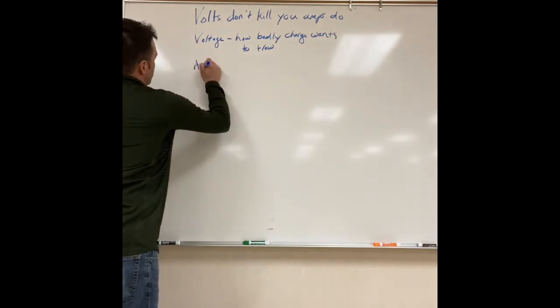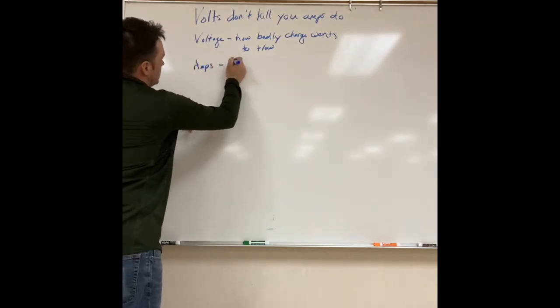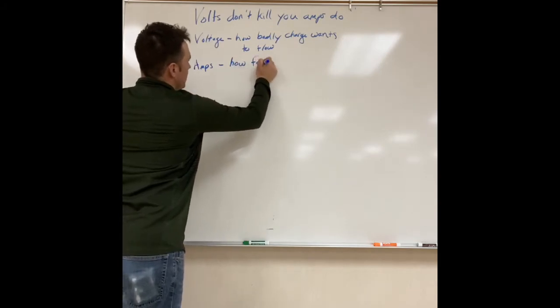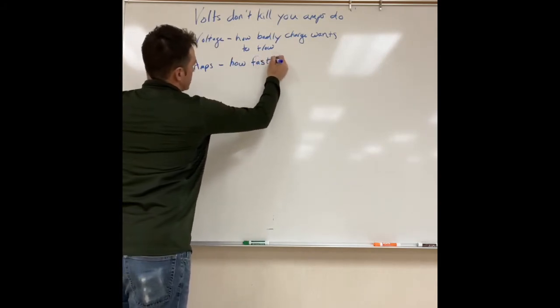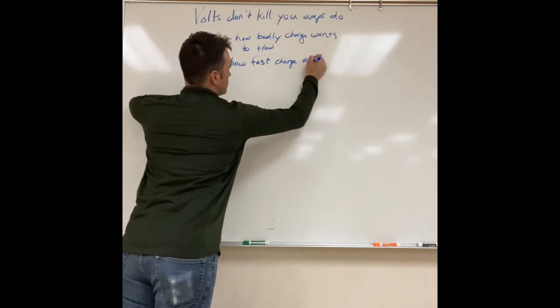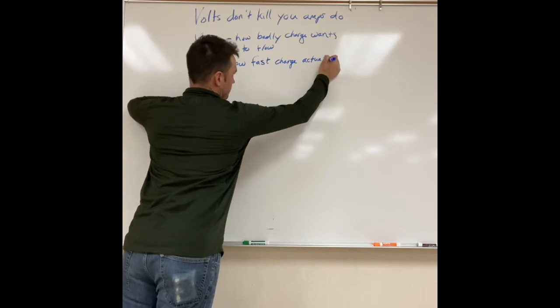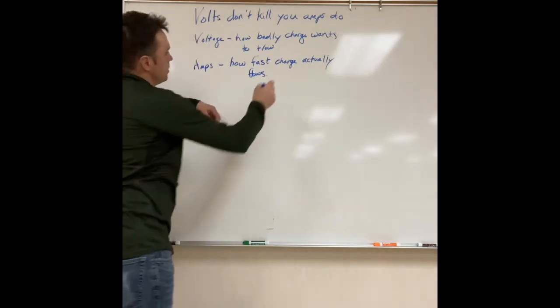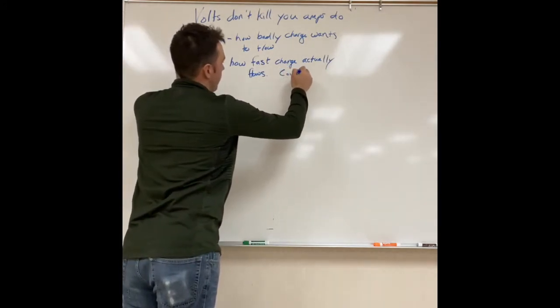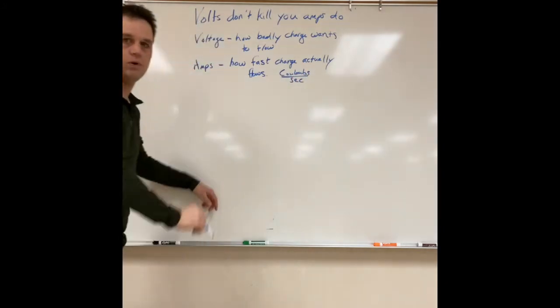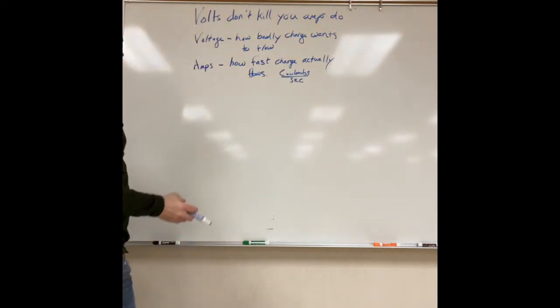Amps, which is really the unit for current, that's why it's easy to remember, like the current of a river, is how fast charge actually flows. It's a rate. It is the rate of flow of charge, in coulombs per second. So 1 coulomb per second is 1 amp. We'll keep that in mind.